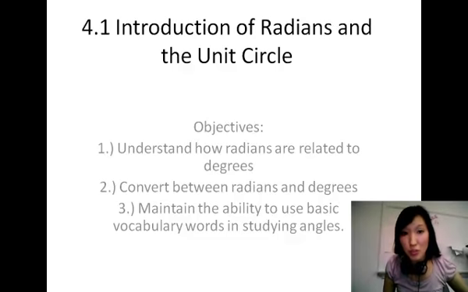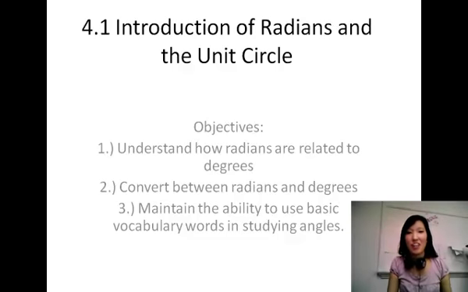Welcome to Unit 2, Chapter 4. It's a little strange, we're going to be jumping around, but what we're getting into now is trigonometry. So we're going to start trigonometry with the introduction of radians and the unit circle, but mainly this chapter, what you need to know are the objectives below.